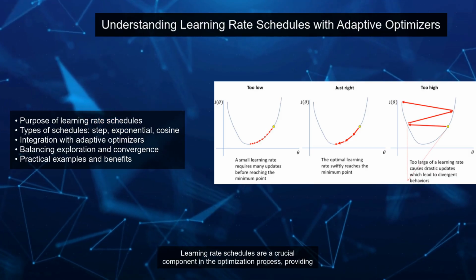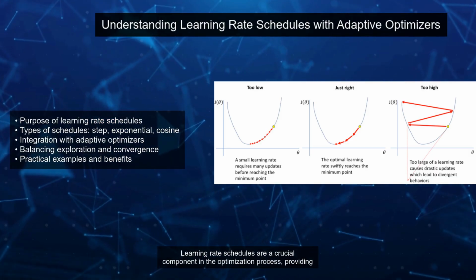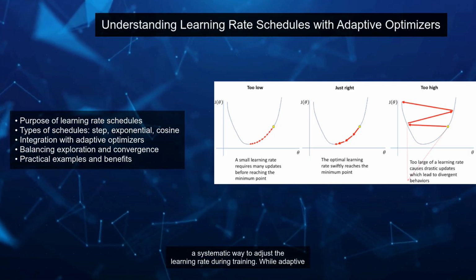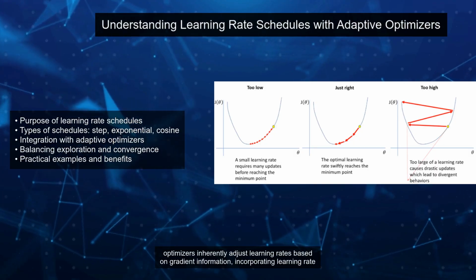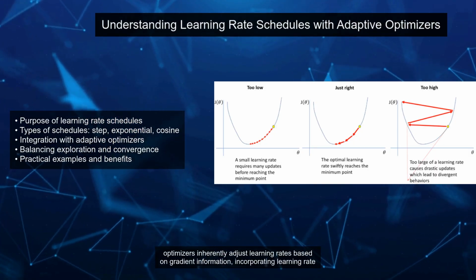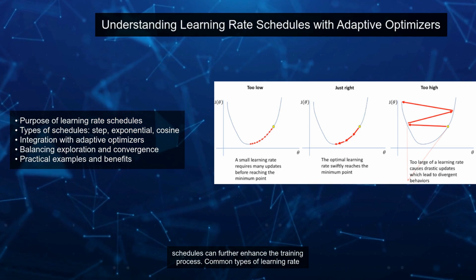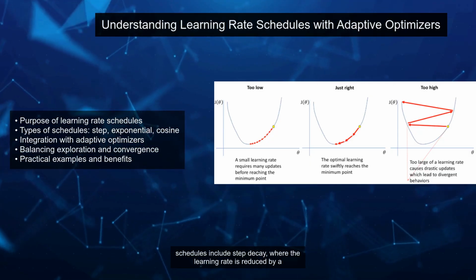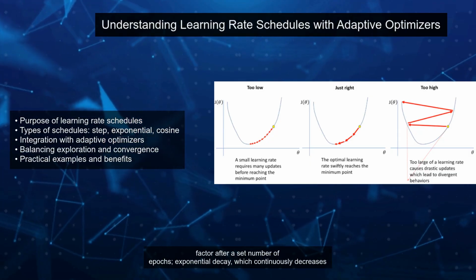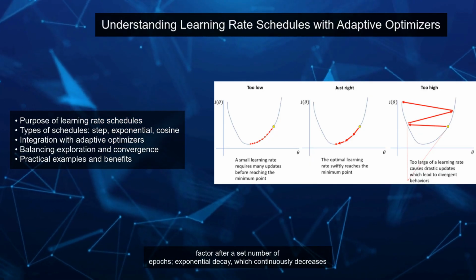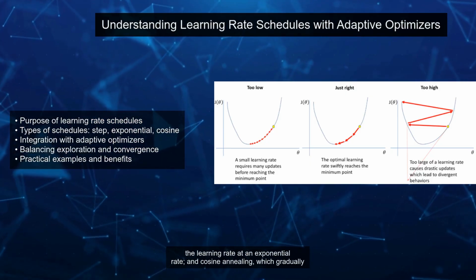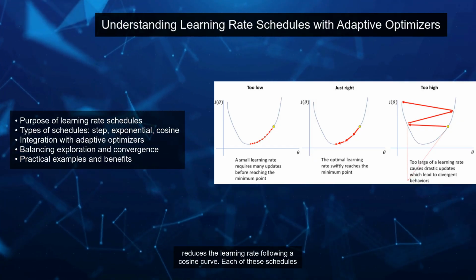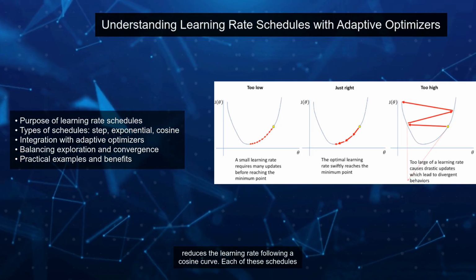Learning rate schedules are a crucial component in the optimization process, providing a systematic way to adjust the learning rate during training. While adaptive optimizers inherently adjust learning rates based on gradient information, incorporating learning rate schedules can further enhance the training process. Common types of learning rate schedules include step decay, where the learning rate is reduced by a factor after a set number of epochs, exponential decay, which continuously decreases the learning rate at an exponential rate, and cosine annealing, which gradually reduces the learning rate following a cosine curve.